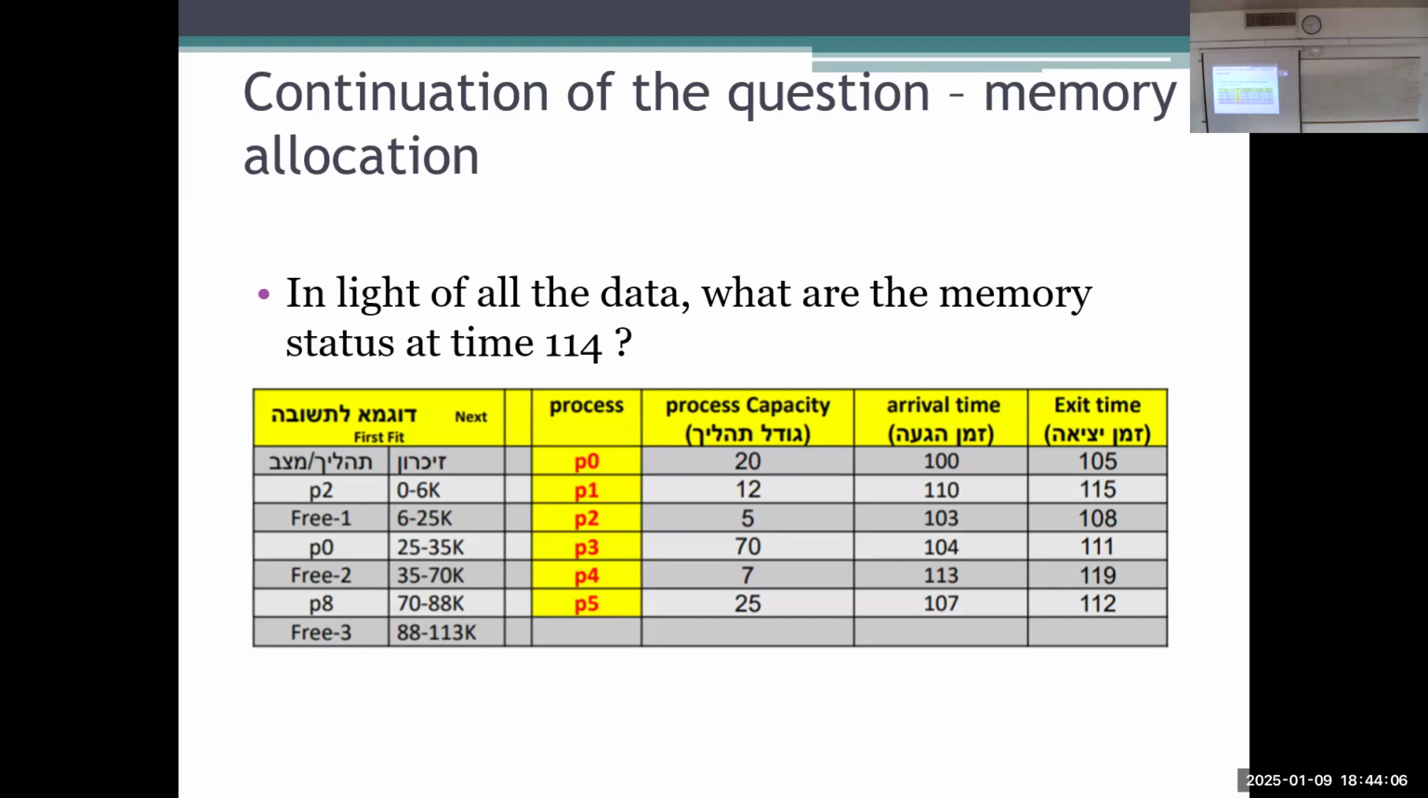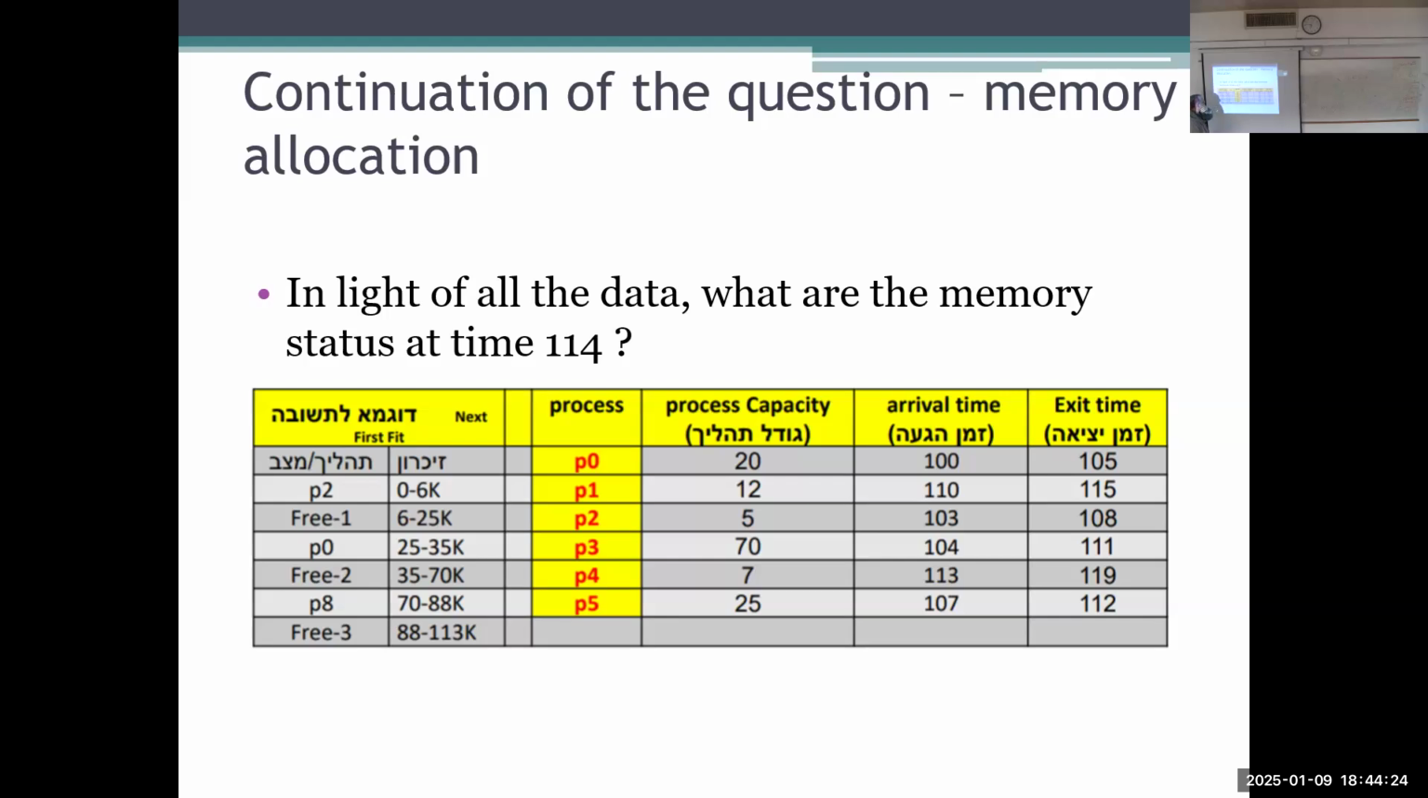Okay, so what are we writing here? We have exit time, arrival time. What is the memory status? In light of the data, what is the memory status? In other words, where are the holes and everything?